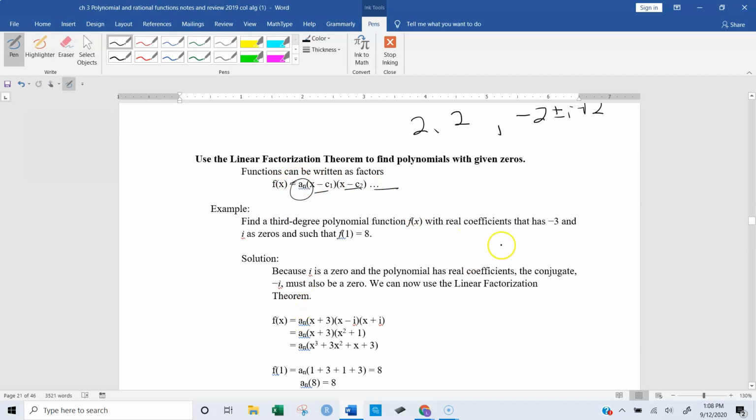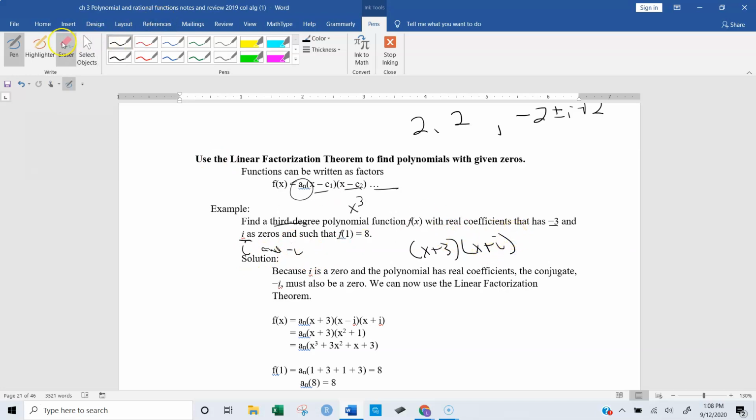So now we have to get things. When we go here, you find a third degree term. So I know this is going to be an x cubed, so I need 3 factors. First one is negative 3, so that means its factor is x plus 3. Now the nice thing is they gave me i. Well, I know i also has its conjugate, so I know I'm given i and negative i. So that means I have an x plus the i.